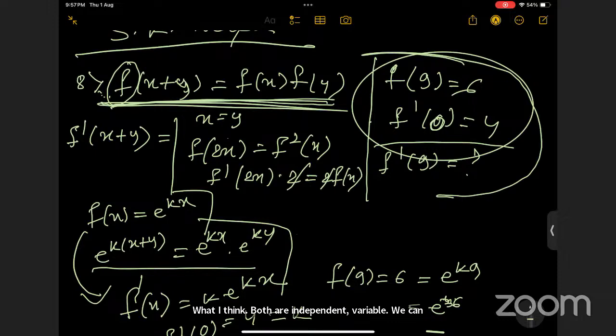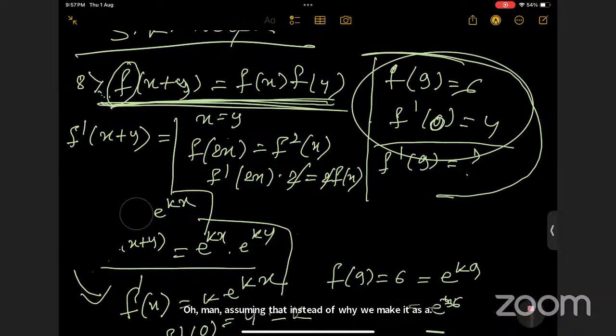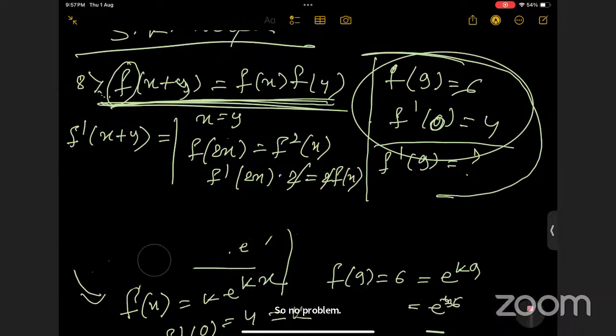But why? Otherwise it would be a partial differentiation question if we have them as independent. But we are already saying that it is independent, right? For now, we are saying that they are two independent variables. We are assuming that instead of y, we make it as a constant A. Let's go ahead. No problem. Nobody wants to differentiate a constant. Okay.